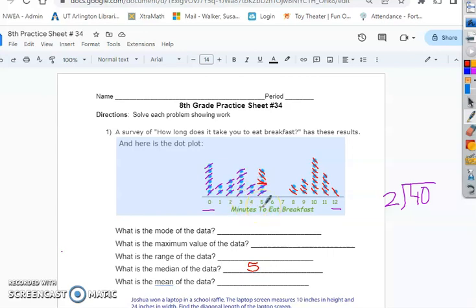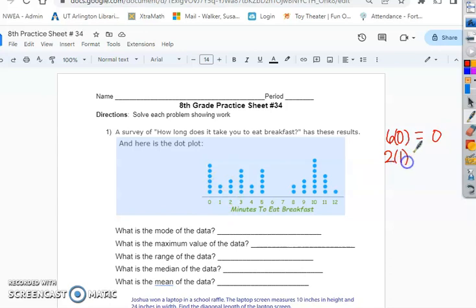Okay, now mean is a little harder to do. So you're going to have some patience here. So basically, 6 people took 0 minutes to eat, so that's 0. 2 people took 1 minute to eat, so that's 2 times 1 is 2. That's a total of 2 minutes. 3 people took 2 minutes to eat, so that's 6.